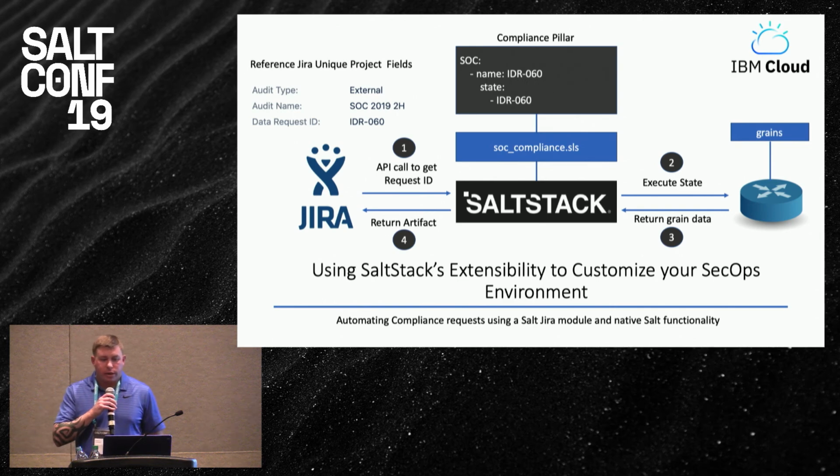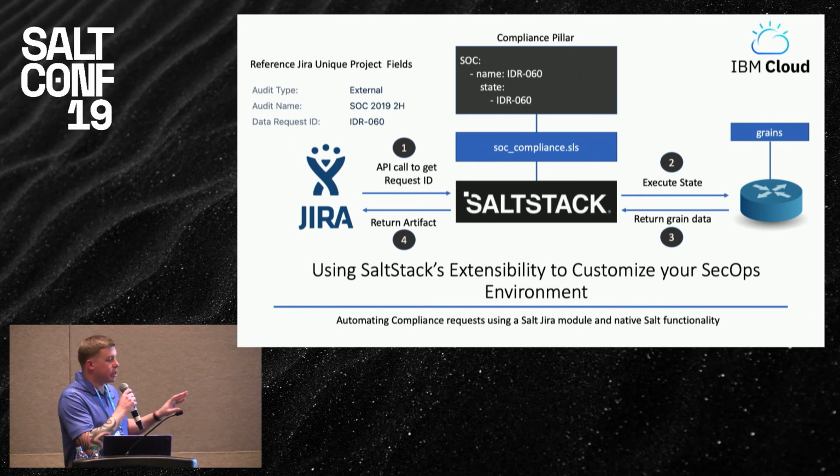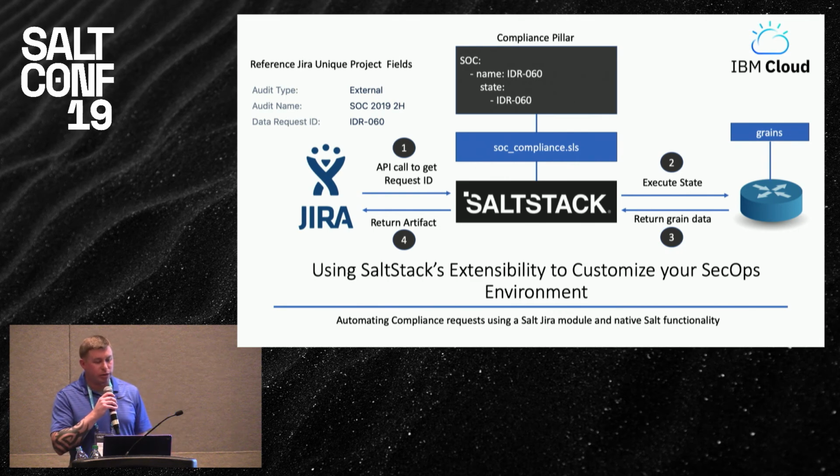So if you're familiar with the concept of things like pillars, this is an example. I think that you could probably do this a few ways. A lot of times when we find a solution, we'll take a step back and say, is this really the best way to do it? Does this fit in with our other design standards that we're using within Salt? But I wanted to provide this just as an anecdotal example at the very least to say, we have Jira and we know that we have some unique fields.